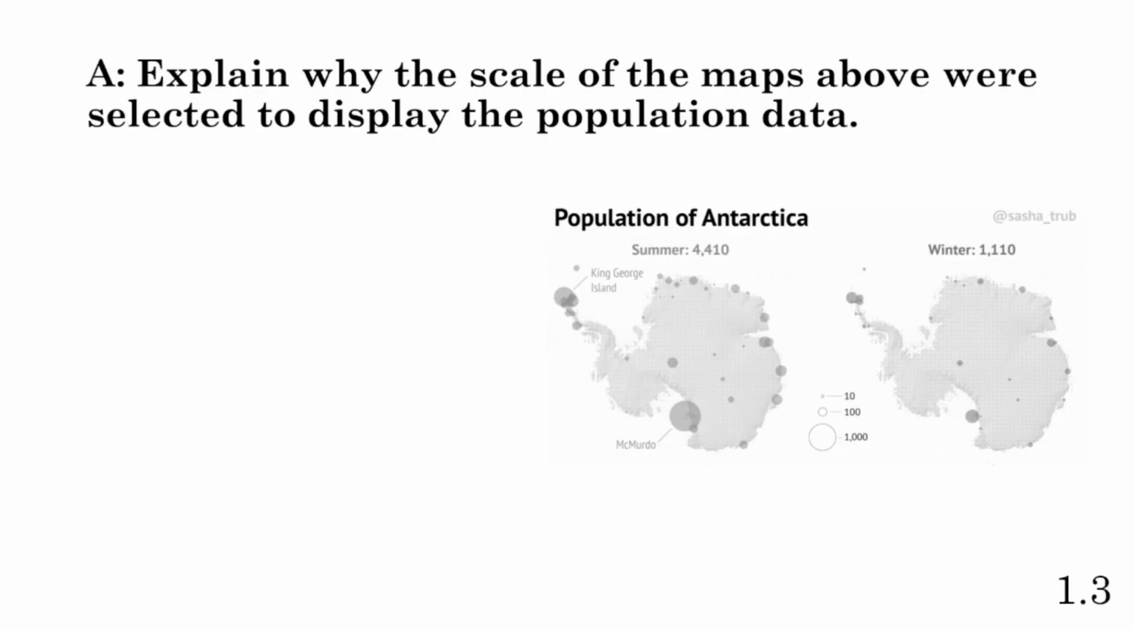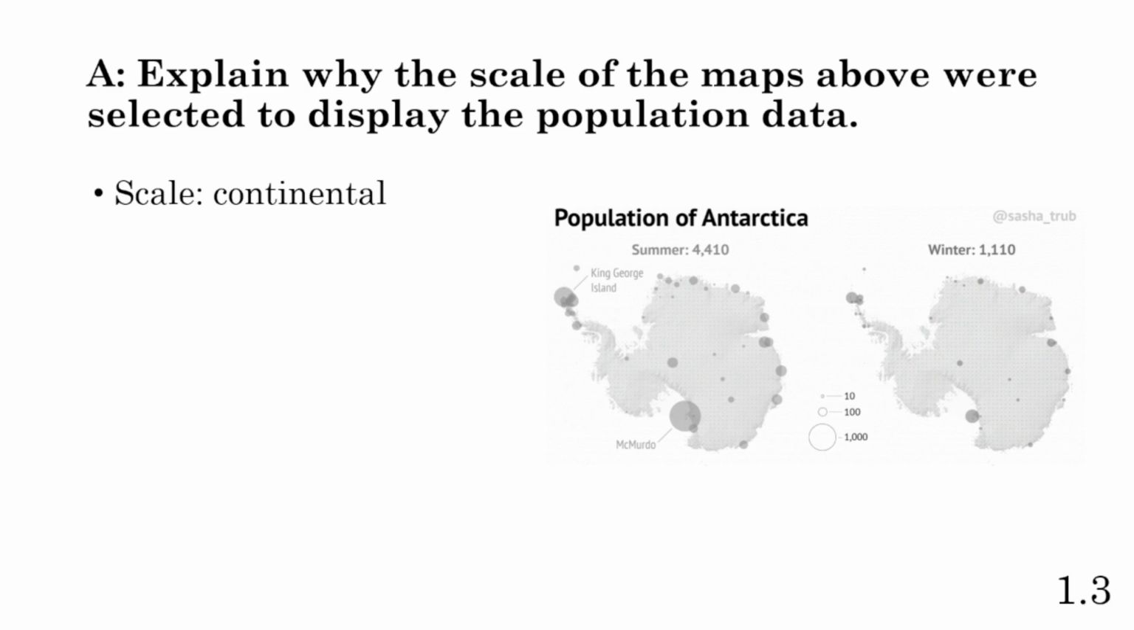So part A, explain why the scale of the maps was selected to display the population data. First things first, you're going to have to identify the scale. That's not technically necessary to answer this question, but it's very important. Scale, if you remember, is what our data is limited to. Essentially, what is the map showing? We are looking at a map of Antarctica, which is a continent. So our scale is continental.